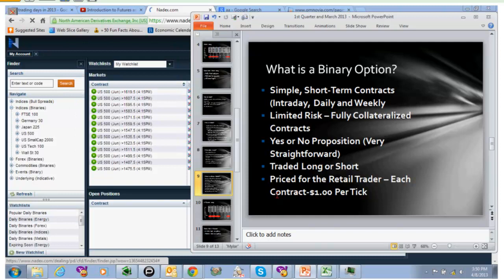So binary option. A binary option is a simple short-term contract. It can be intraday, daily, and weekly, limited risk, fully collateralized contracts, a yes or no proposition, very straightforward, traded long or short, priced for the retail trader, each contract $1 per tick.